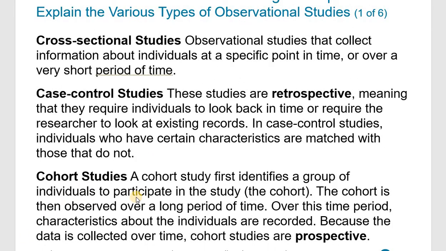Cohort studies. A cohort study first identifies a group of individuals to participate in the study, which is a cohort. The cohort is then observed over a long period of time. Over this time period, characteristics about the individuals are recorded. Because data is collected over time, cohort studies are prospective.